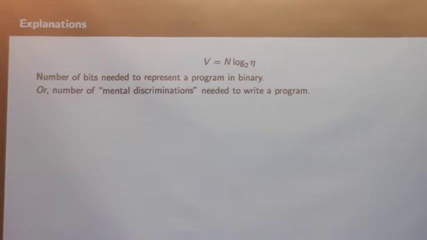So I guess the easiest way to understand that is it is the smallest number of bits that you need to represent your program in binary. So log base 2 of eta, there are eta unique things. Eta, like total unique operators and operands. So log base 2 of eta, that's the number of bits you need to represent one of those things, and then there are big N of those things total. So without using any fancy encoding scheme, you just need that many bits to write your program down, which is kind of a measure of how big your program is. Sort of a different measure from length.